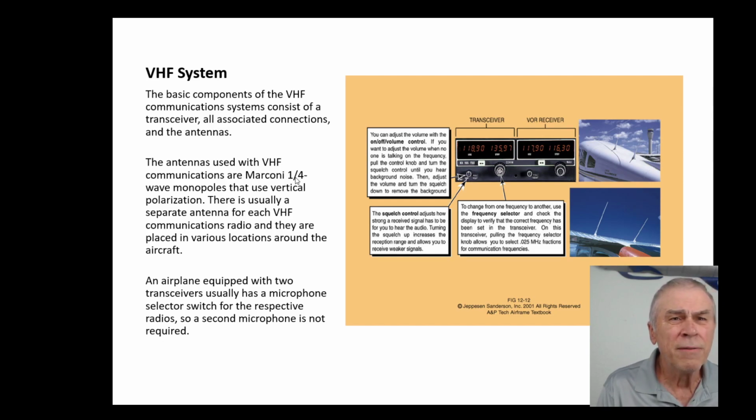1/4 wave, that's one radio wave. It's like a sine wave going through space. You would, in effect, have an antenna that is the size of 90 degrees of that wave, 1/4 of the full 360-degree wave. There's usually a separate antenna for each VHF communication radio.